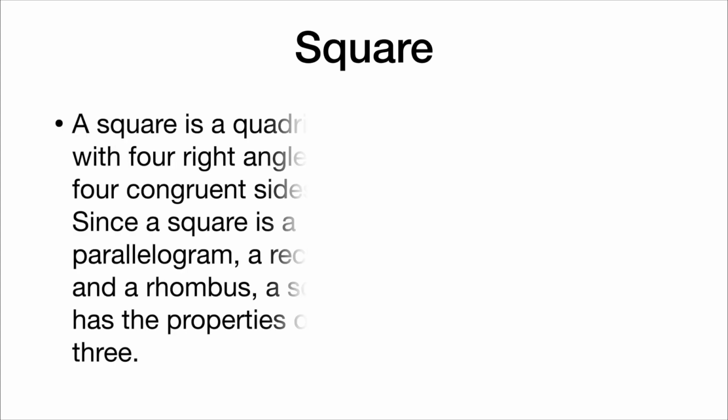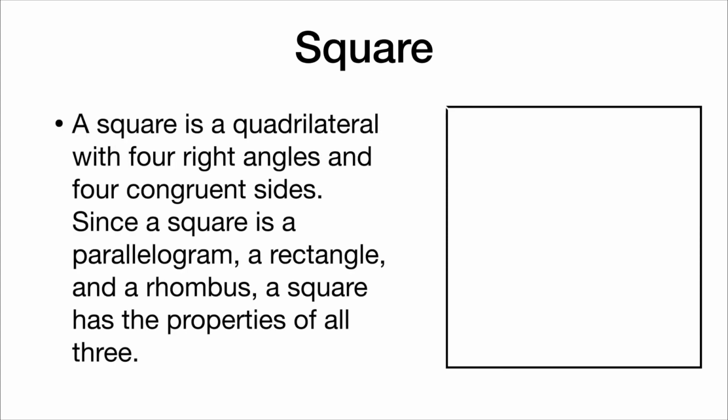Now let's talk about a square. This is something I know quite a bit about, as I am one myself. A square is a quadrilateral with 4 right angles and 4 congruent sides. Since a square is a parallelogram, a rectangle, and a rhombus, a square has all the properties of each. So it has all the parallelogram ones. It also means that all of its angles are 90 and all of its sides are congruent. So that also means all of the properties are there.